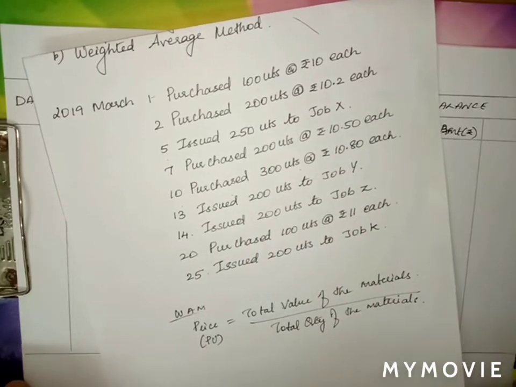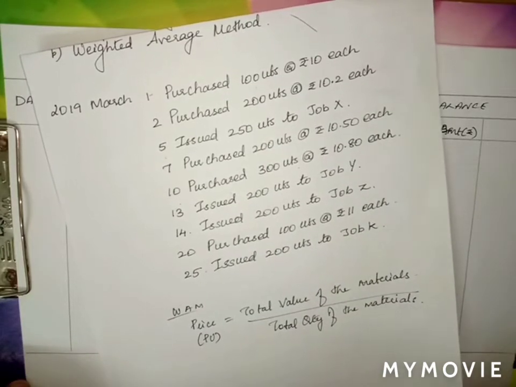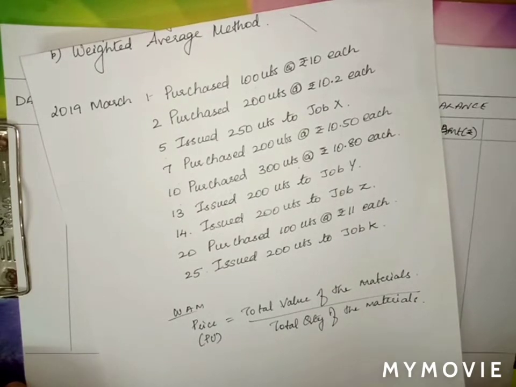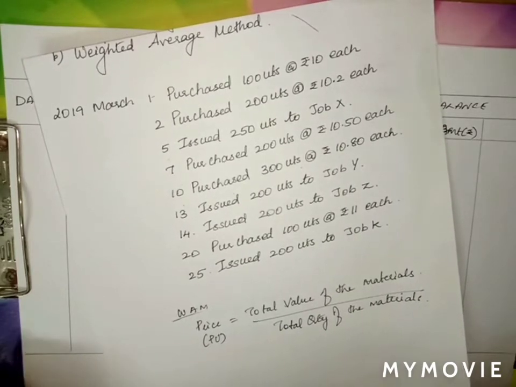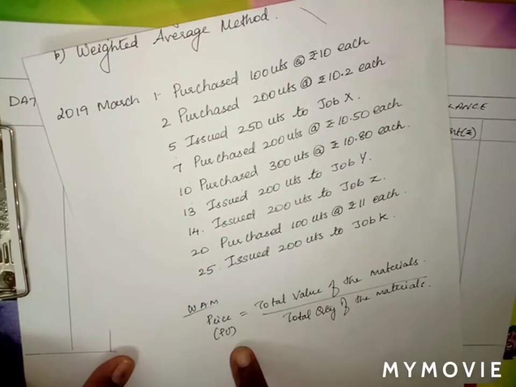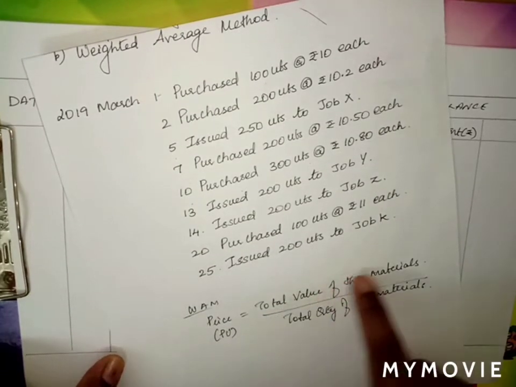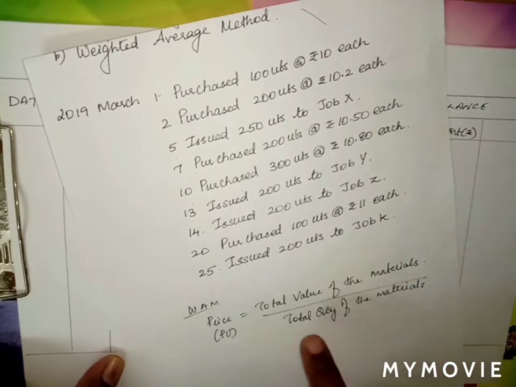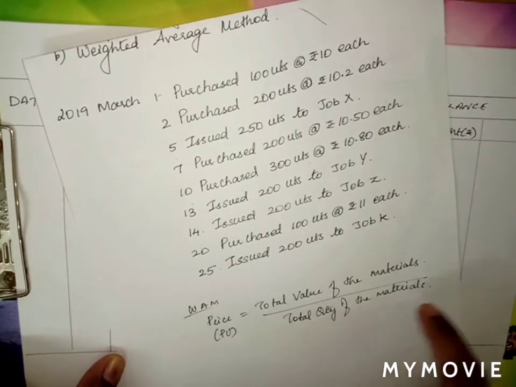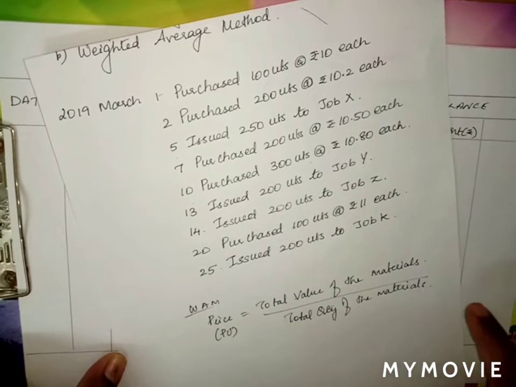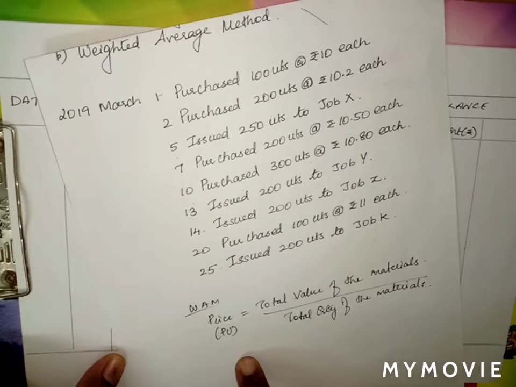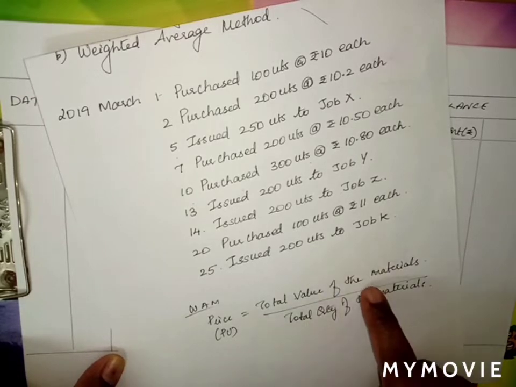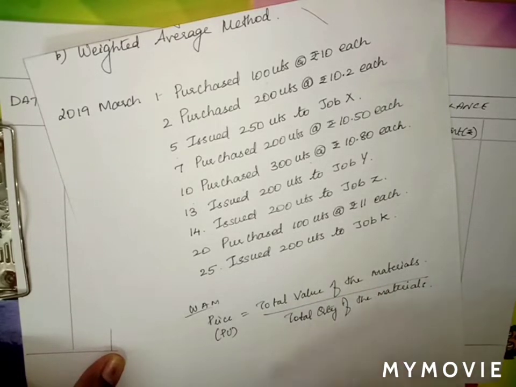Here the price will be fixed depending upon the total value of the materials and the quantity of the materials which are available at the warehouse at the date of the issue. The price is fixed by dividing the value of the materials available at the warehouse by the quantity of materials available. You will get a per unit cost, which will be used as the price for issue.